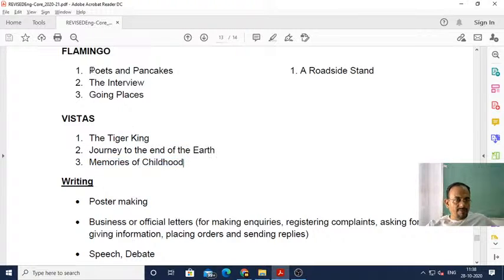And these I have also not done because they are not there in the syllabus. So only three chapters which have been done you've got to ignore, dear students: Tiger King, Journey to the End of the Earth, and A Roadside Stand. These three chapters, you give a cross on your notebook. You don't have to study these three lessons.